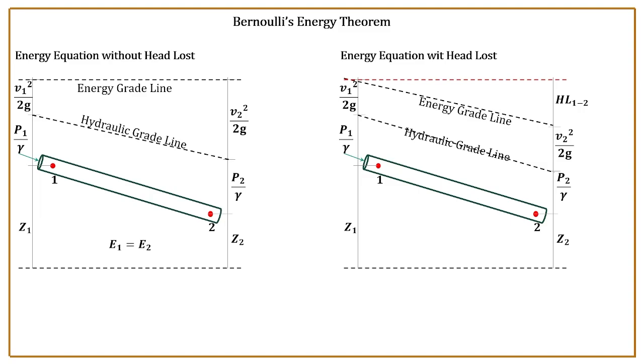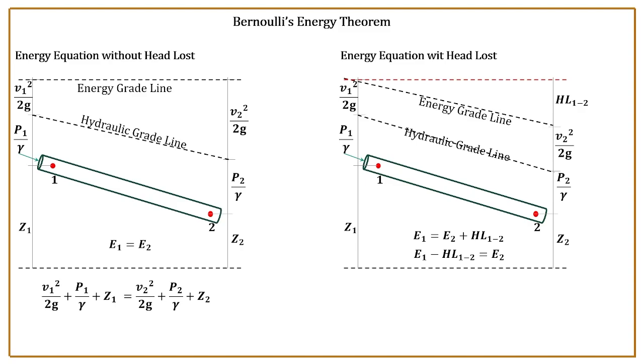So, sa una, E1 daw ay equal to E2, wherein yung velocity head 1 plus pressure head 1 plus elevation head 1 ay equal sa ating velocity head 2 plus pressure head 2 plus the elevation head 2. For the second energy equation with head loss, energy 1 is equal to energy 2 plus meron tayong head loss from 1 to 2.